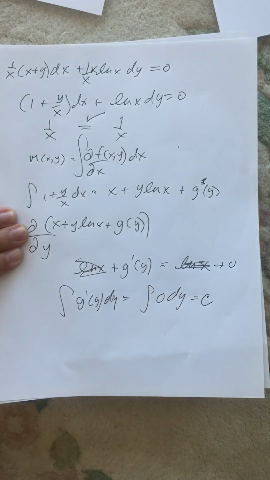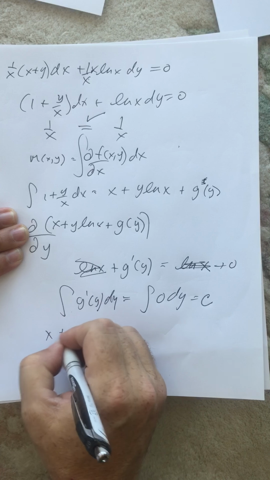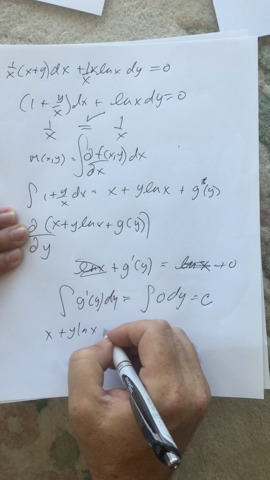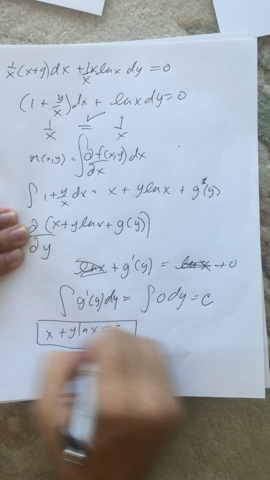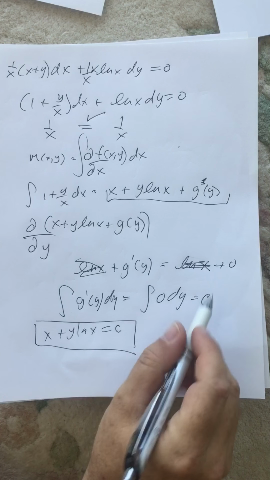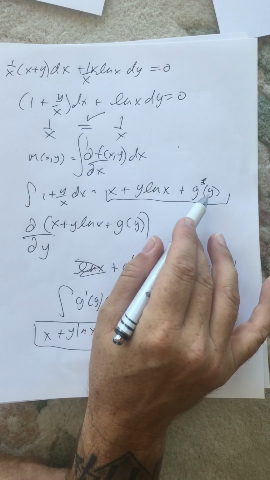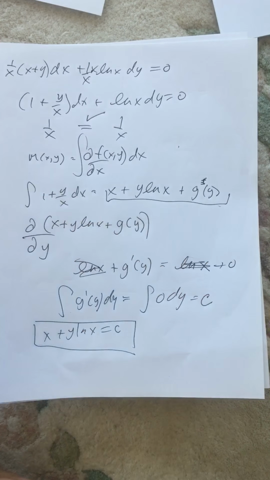So what is the final solution? The final solution is x plus y log x equals c. Right here, I just plugged it back into that, because here c is my integrated g, to give me my g(y). And this is the answer. Thank you.